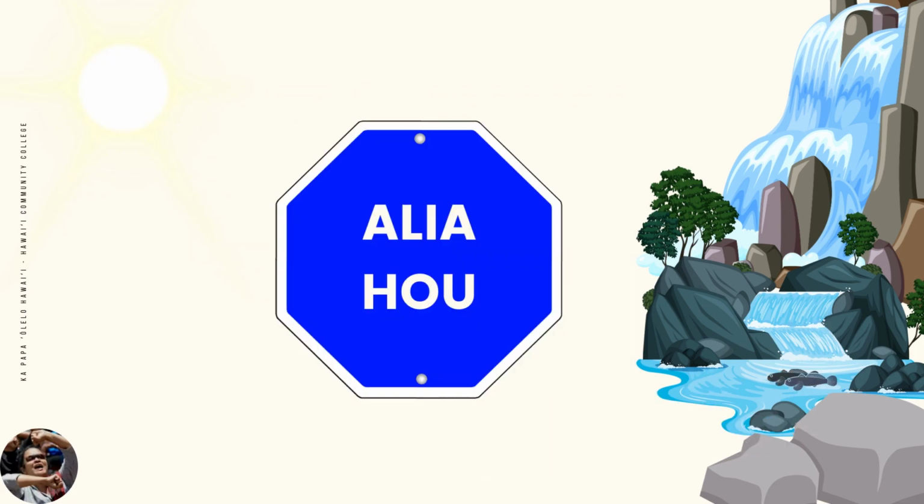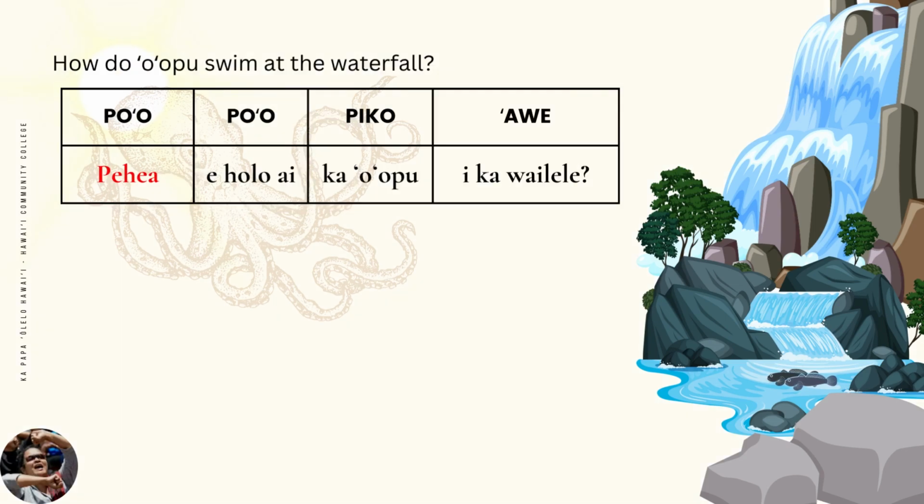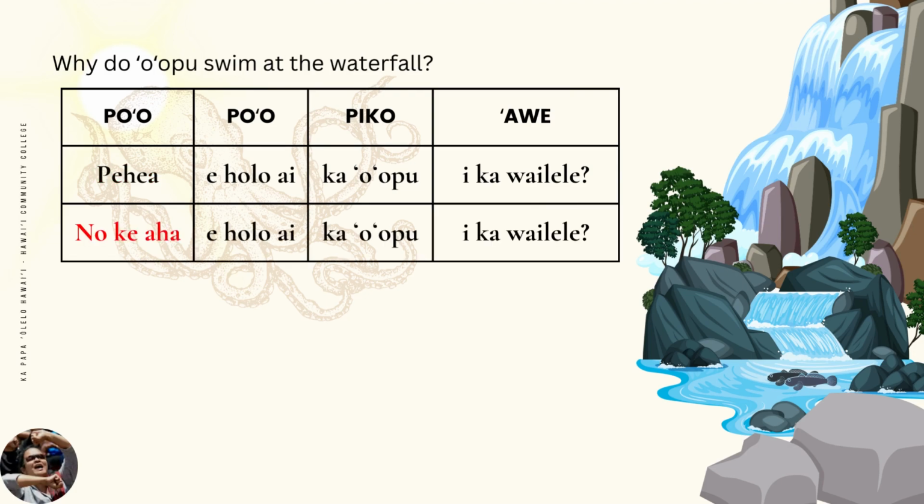Aliaho, wait one more time. Now let's look at how we can use this pepeke to ask questions. Let's go back to our hoʻopu in the simple tense. This sentence, the waterfall is where the hoʻopu swim, could be an answer to, how do hoʻopu swim at the waterfall? Pehea e holo ai ka hoʻopu I ka lele. Why do hoʻopu swim at the waterfall? No ke aha e holo ai ka hoʻopu I ka lele.